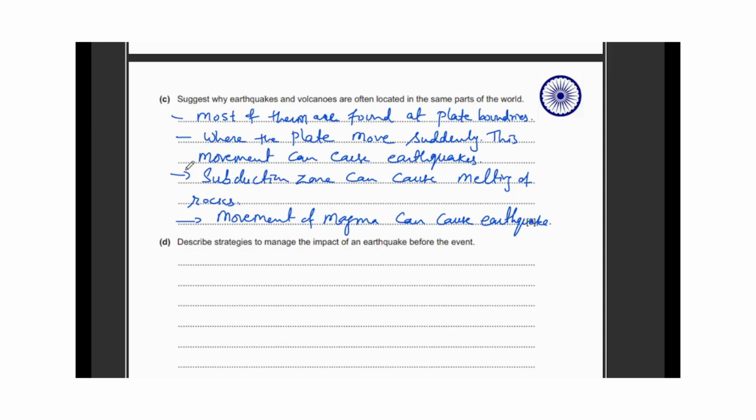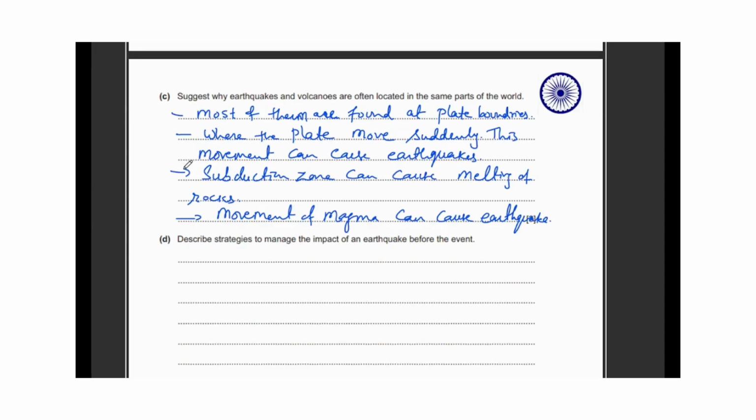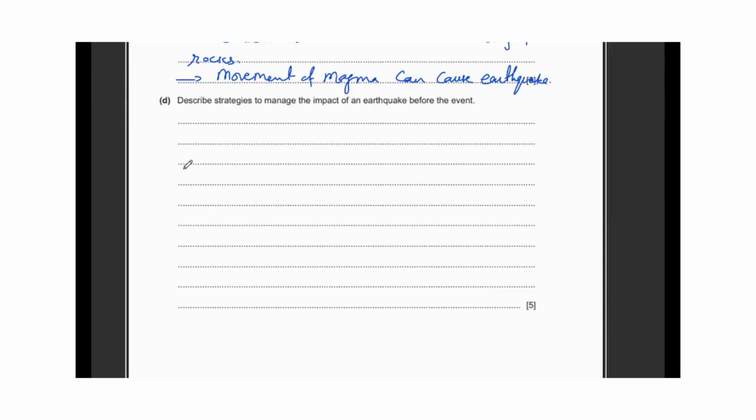Next one, so earthquake and volcanoes located in the same place, most of them in the subduction zone area, which can cause the movement of the tectonic plates, due to which earthquake can occur, and even it gets a place for the magma to just come out of the vent and can cause even the volcanic eruption and earthquake. Okay, next one, movement, this is done.